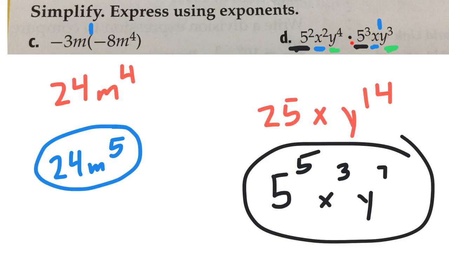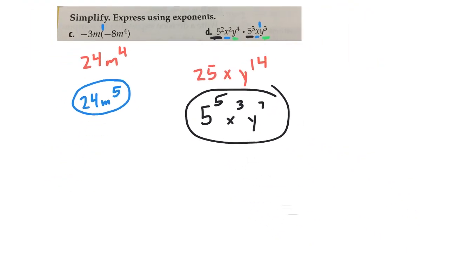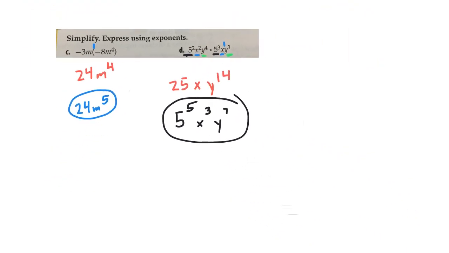The 5's have the same base. The x's have the same base. The y's have the same base. Then you can't combine them. So, good question. We got to ask, what if they were different? So what if you're multiplying this? 5x to the third times 3y to the seventh. Okay, write this one down. This will be our next problem.